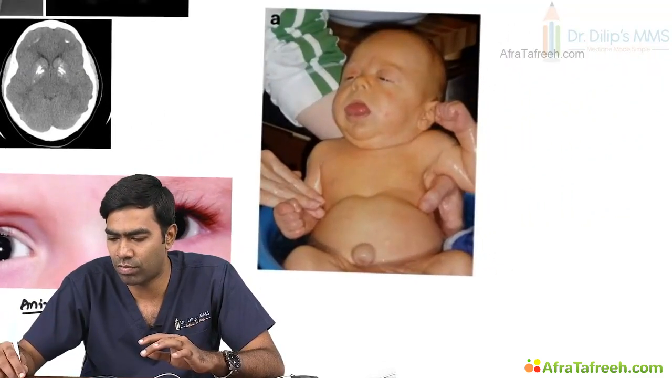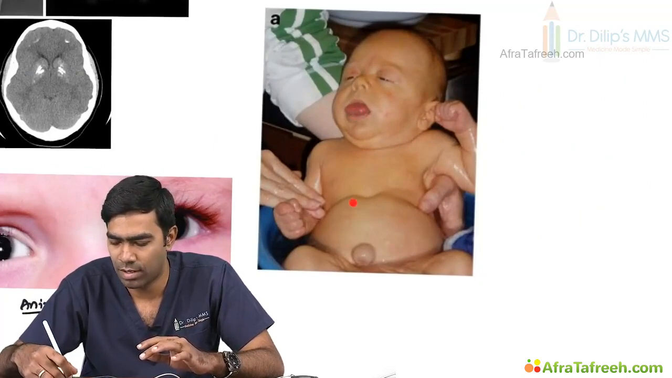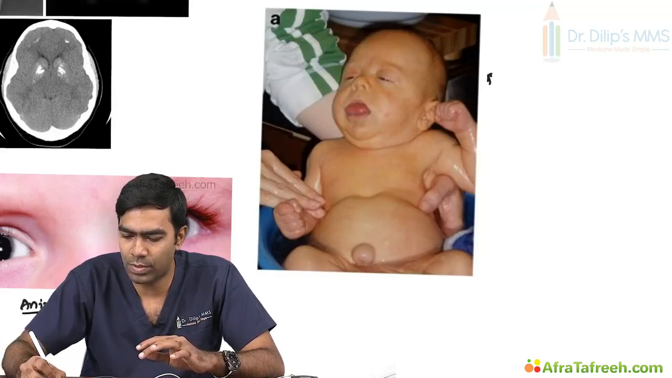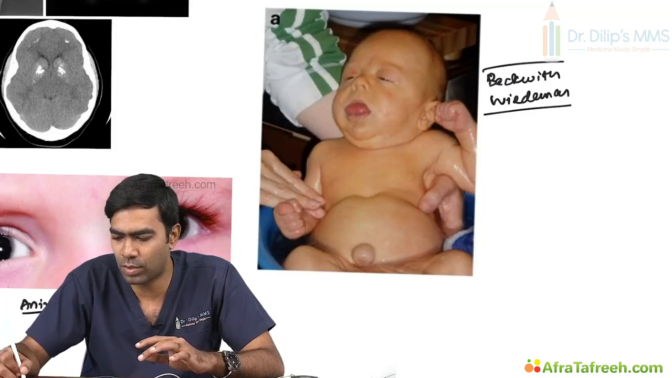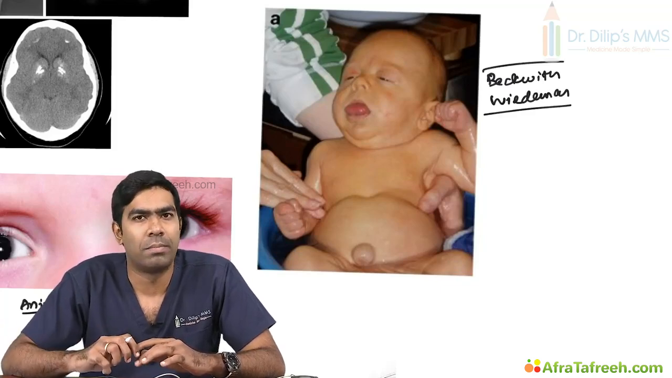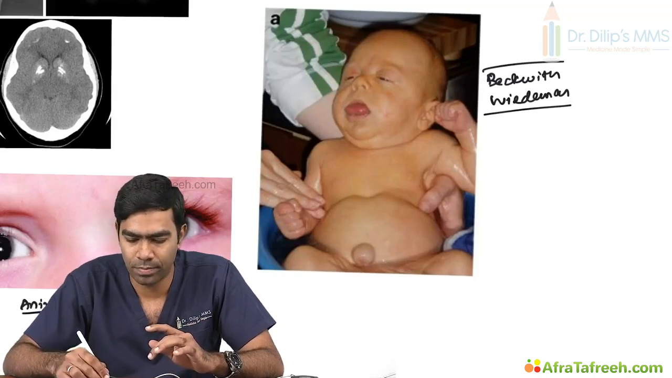And if you see this kind of image where the child is having macroglossia, protruding tongue like this, with abdominal wall defect showing an omphalocele, this is very typical of Beckwith-Wiedemann syndrome, as I told you already. And if you see an omphalocele with macroglossia, very classic in exam, very common images in exam, suggestive of Beckwith-Wiedemann syndrome.